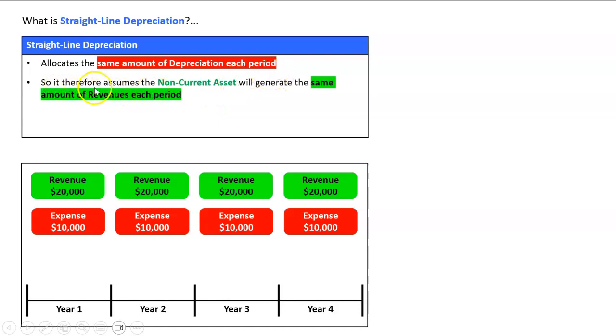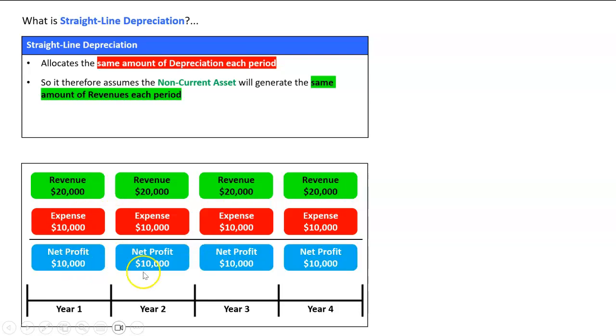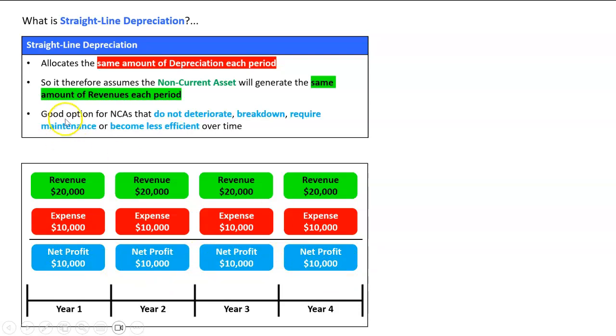So what it assumes, therefore, is that the non-current asset we are depreciating will generate the same amount of revenues each period. It's going to be as efficient at generating revenues in year 1 as it is in year 4. So therefore it will probably make roughly the same net profit every year too. We'll get into this more when we do reducing balance, but when will we use straight line? It's a really good option for non-current assets that do not deteriorate, break down, require maintenance, or become less efficient over time. They're going to earn the same amount of revenues every year because they're just as efficient in the last year as they are in the first year.